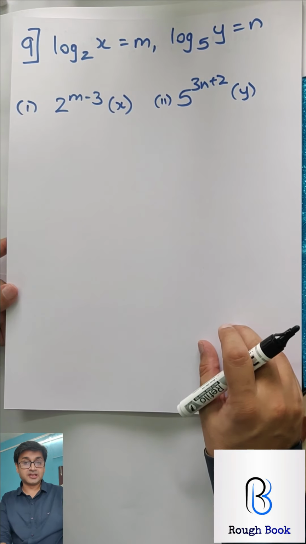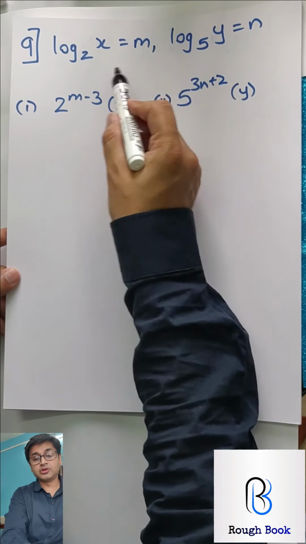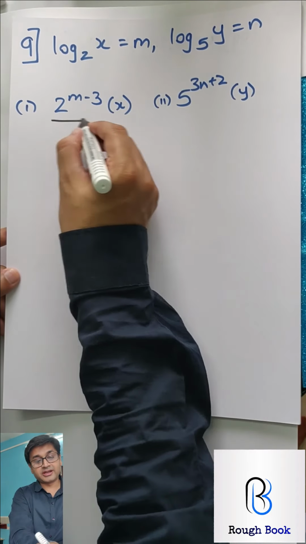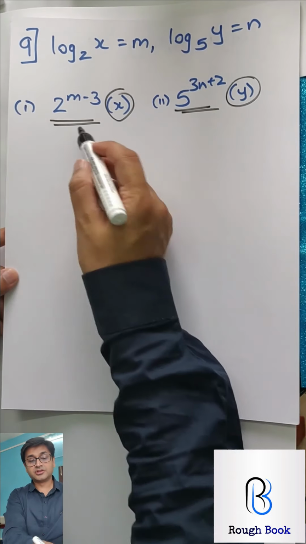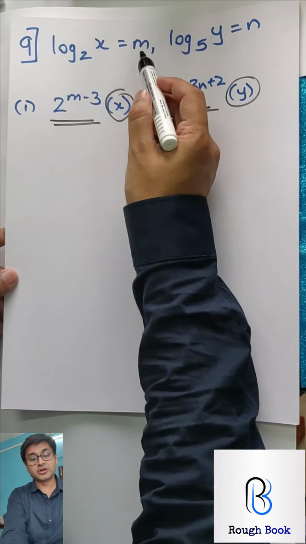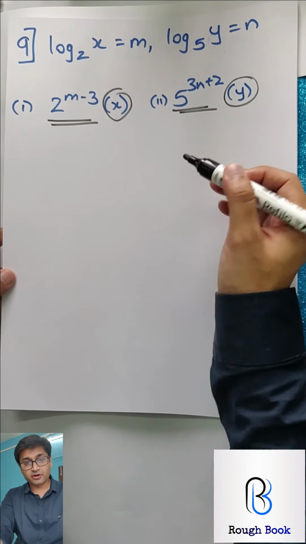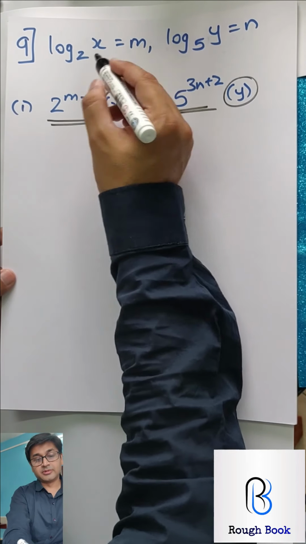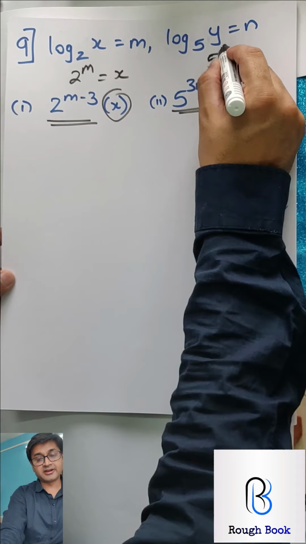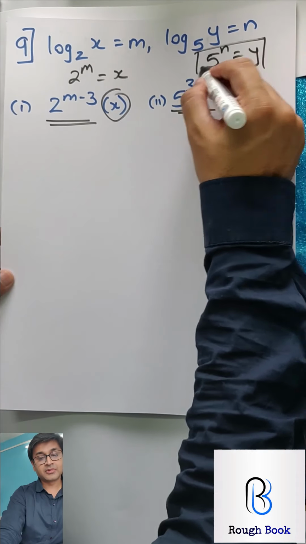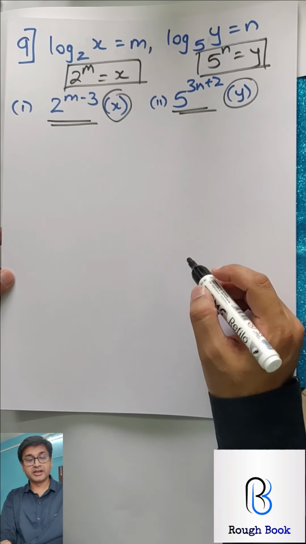Ninth one. Now sums are slightly tricky. They are building now a step further. So they have given you these two parts. They want you to write this in terms of x, and then they want you to write this in terms of y. So this we'll look at later. First let's look at this and convert it into exponential form. So this will become 2 raised to m equals x and 5 raised to n equals y. So now we know at least that 2 raised to m is x and 5 raised to n is y.